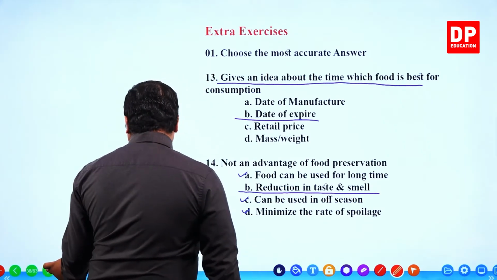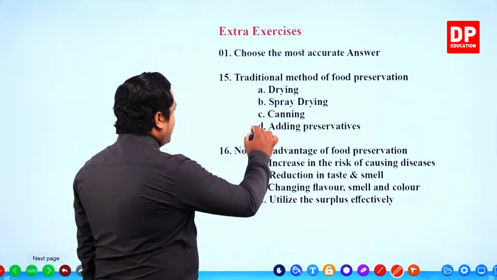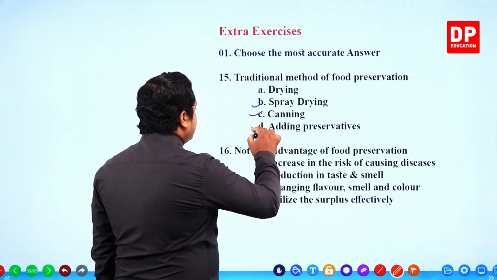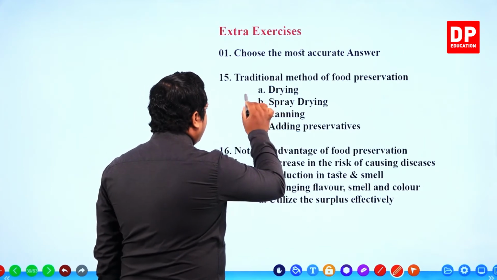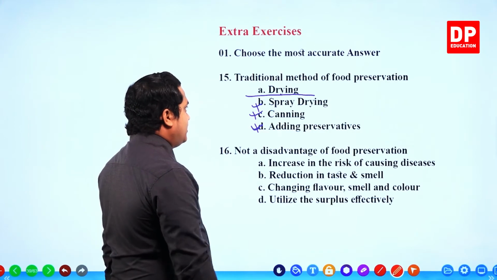Next one. Traditional method of food preservation. Drying, spray drying, canning, adding preservatives. So canning, adding preservatives and spray drying, all of these things are modern technologies. So the correct answer would be drying.